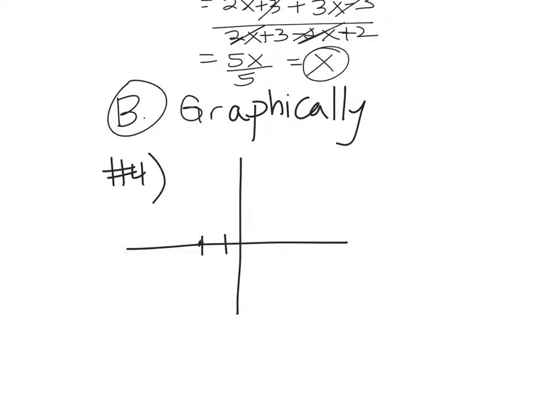So let's do this point, negative 2, 0. And we'll go 1, 2, 3, 1, 2, 3, 4. And let's say that our graph looks like this.